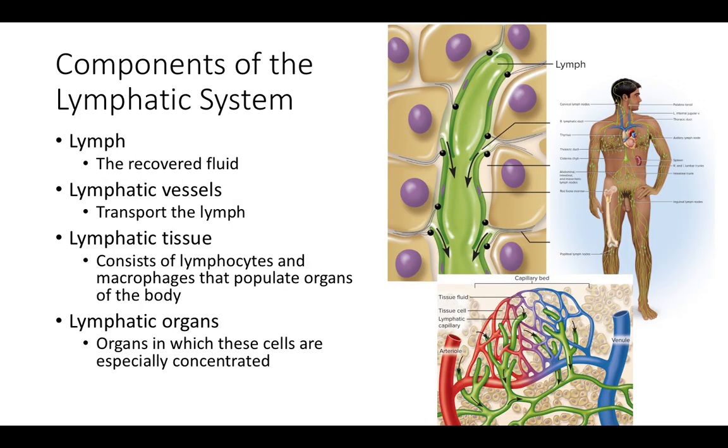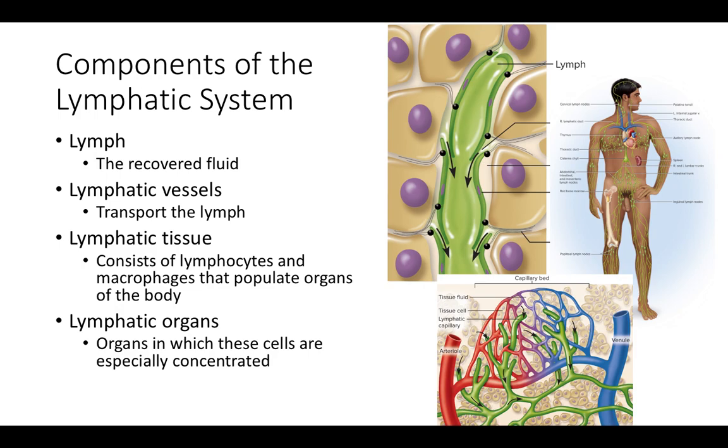Okay, so the components of the lymphatic system. The lymphatic system is made up of lymph, which we see indicated in green here in this picture. That's not really what it looks like, but that's how your book helps you to recognize it. And that's just the fluid that's recovered from the vessels or from the lymphatic tissue. The lymphatic vessels transport the lymph.